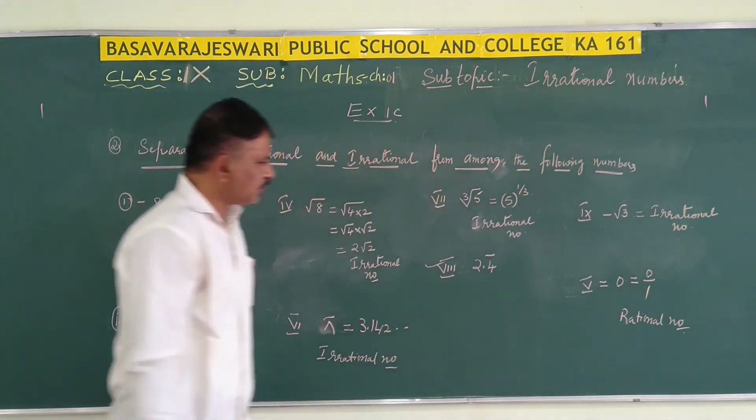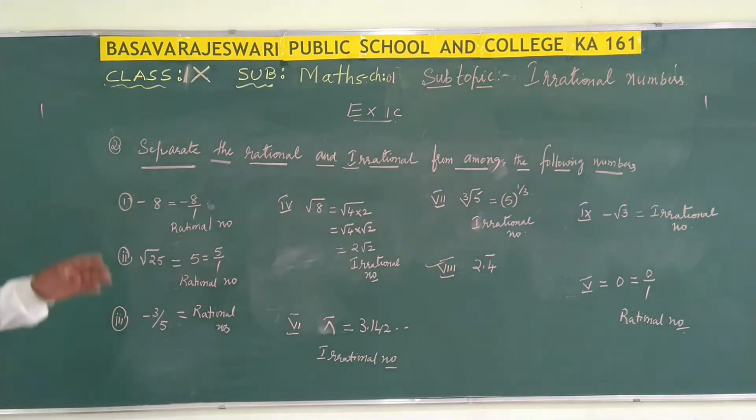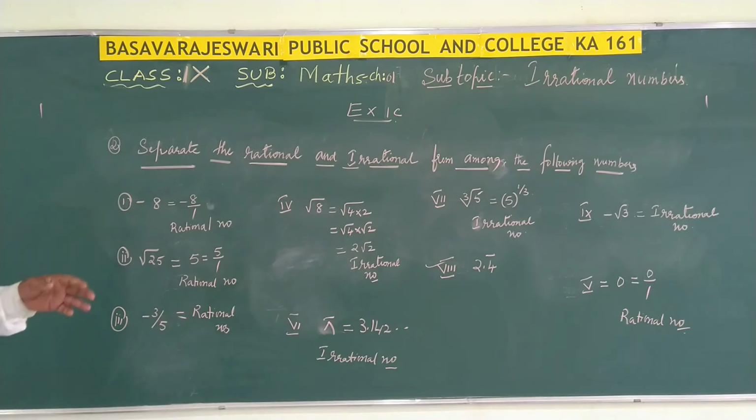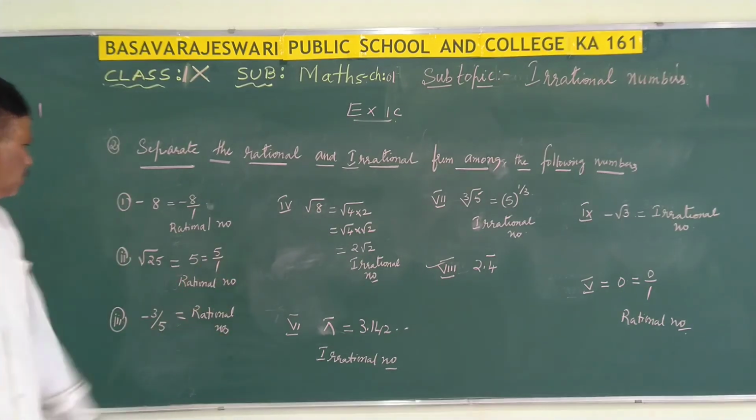Only the 8th question is homework for you. It will be a rational number. You have to try by taking x equal to 2.14, then multiply with 10, then you will get 10x equal to 24.44 something. Subtract that, and you will get the value as a rational number. Yes, please note down this one.